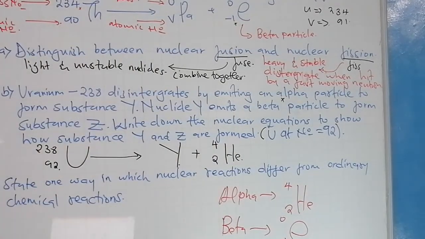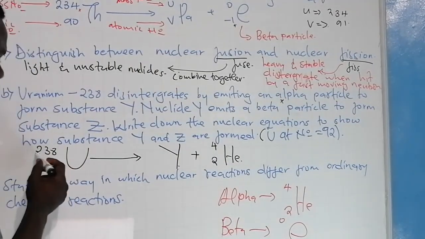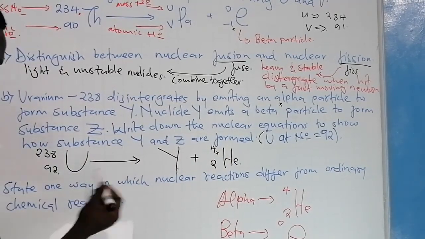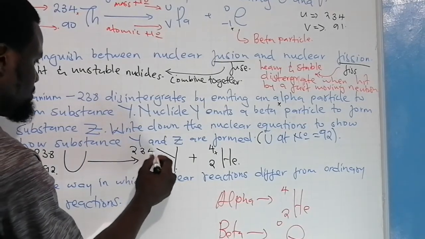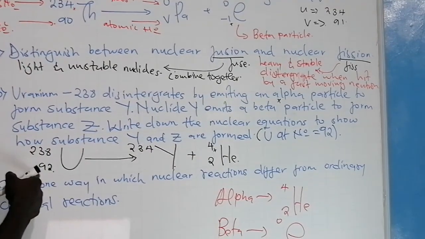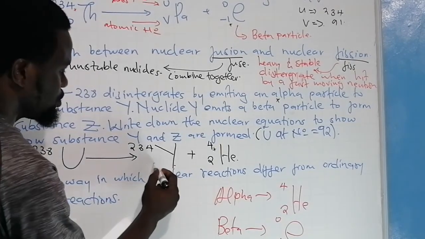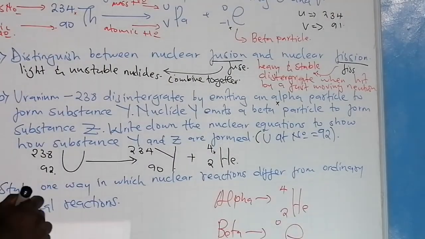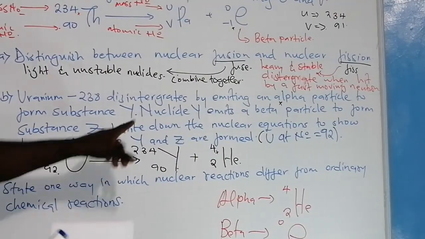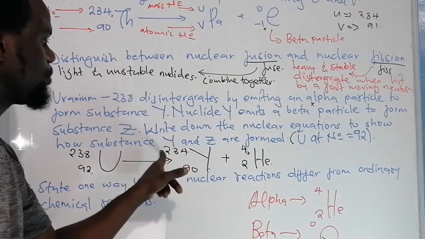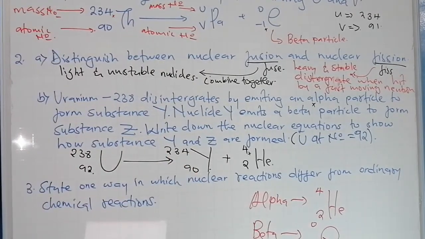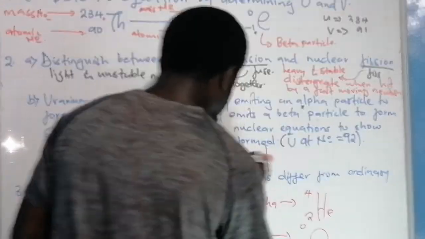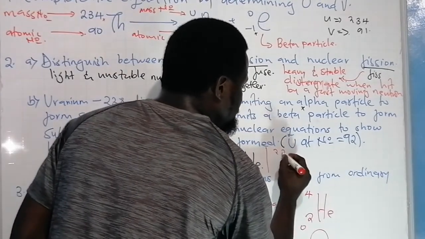Now, when alpha particles are released, the mass number decreases by 4. So in such a case, it will be 238 minus 4, which will give me 234. And the atomic number decreases by 2, so it will be 92 minus 2, which will give me 90. So this is the equation for the first reaction. And then the second one, we've been told that nuclide Y, 234 90, emits a beta particle to form substance Z. Now, Y is 234 90.